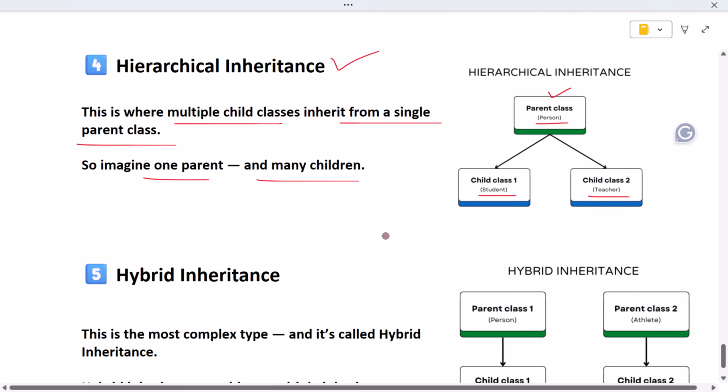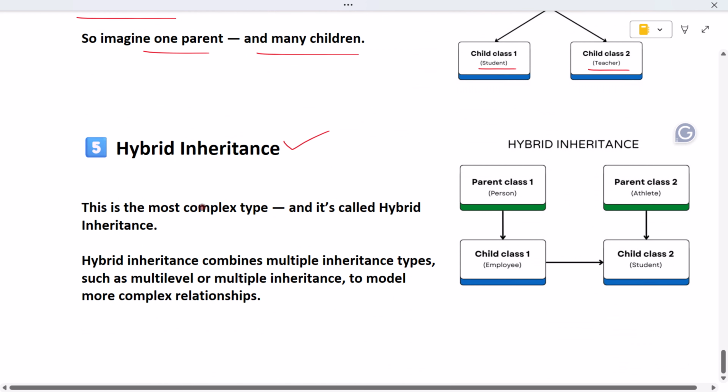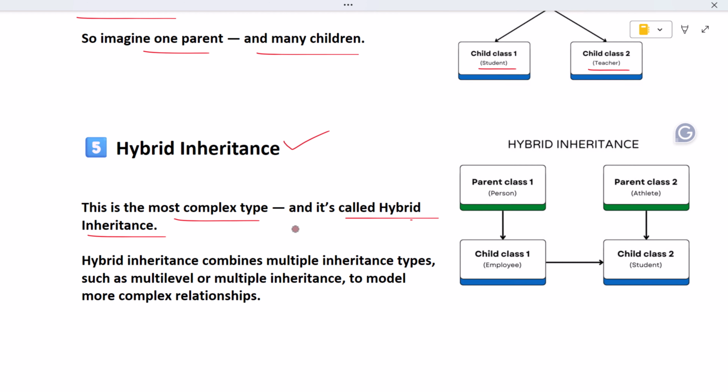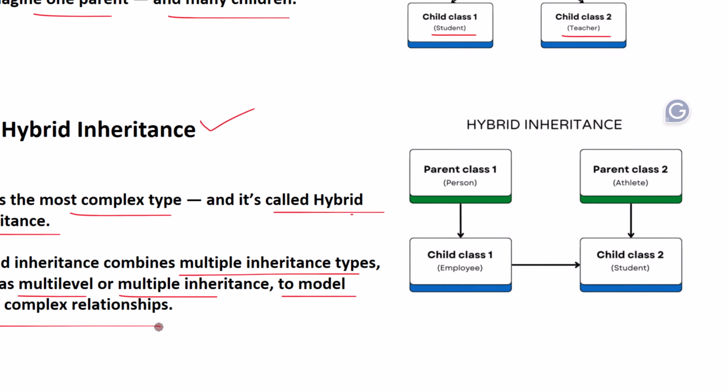Next, hybrid inheritance. This is the most complex type, and it's called hybrid inheritance. Hybrid means it's a mix, a combination of 2 or more types of inheritance working together. So hybrid inheritance combines multiple inheritance types such as multi-level or multiple inheritance to model more complex relationships.